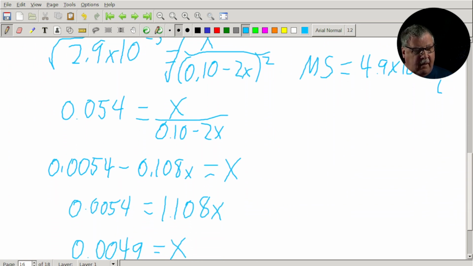Now I'm going to show you one other example, and then we're finished with this chapter. And again, that gives you a week and a half to review everything you need to for the fourth exam. The fourth exam will cover stressing buffers, titration curves, and this material.